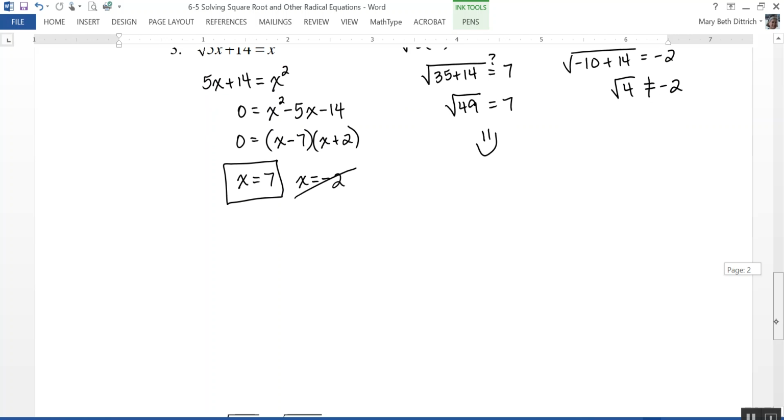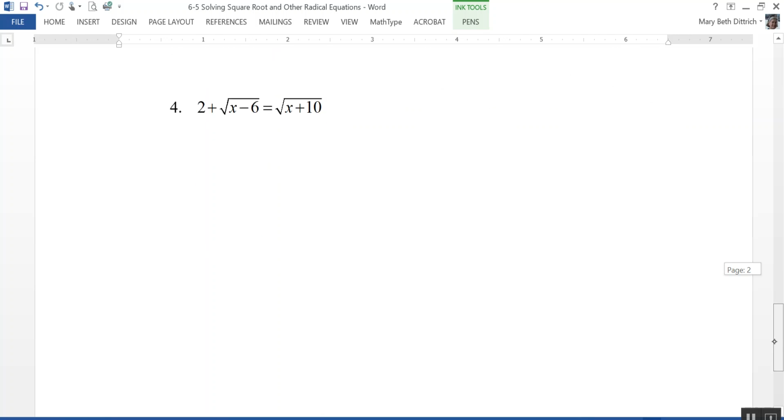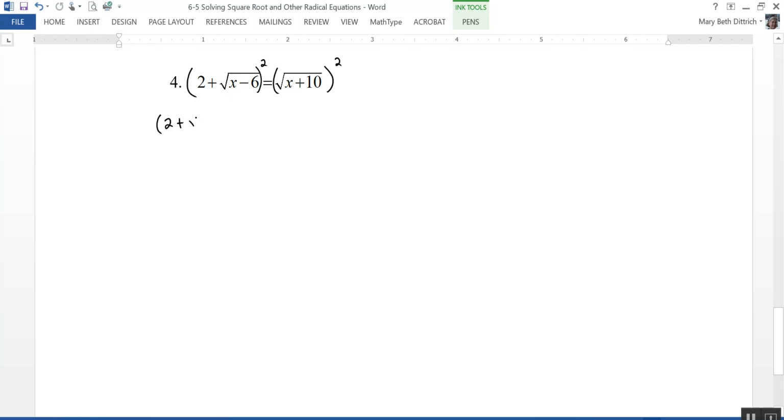And our last example here is a whole lot of fun because I actually have a square root on both sides. So I can't actually isolate the square root. I'm just going to dive right in and square both sides. Okay, now what does that mean on the left here? That means I'm going to have 2 plus the square root of x minus 6 times 2 plus the square root of x minus 6. And yes, that has to be FOILed. And over here it's really easy. That's just x plus 10.